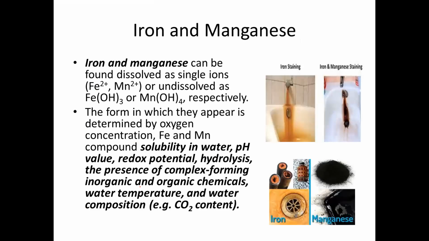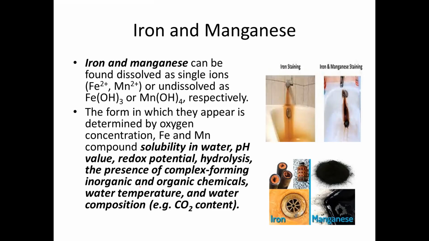The next category or parameter in our water analysis would be iron and manganese. Iron and manganese can be found dissolved as single ions like Fe2+ and also Mn2+, or undissolved as Fe(OH)3 or Mn(OH)4, respectively. The form in which they appear is determined by oxygen concentration, Fe and Mn compound solubility, water pH value, redox potential, hydrolysis, the presence of complex forming inorganic and organic chemicals, water temperature, and water composition.